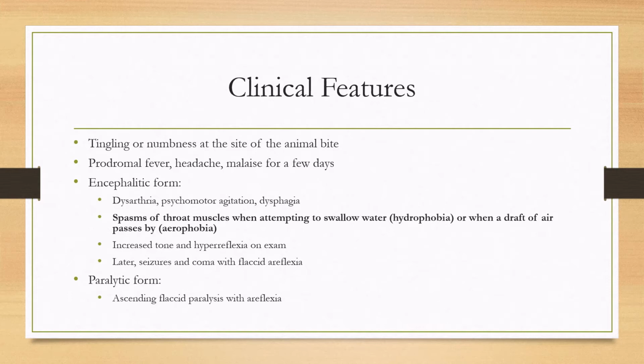For the other form, the paralytic form, it looks more like Guillain-Barré syndrome, where there can be an ascending flaccid paralysis with areflexia, and this will eventually lead to bulbar symptoms as well as respiratory insufficiency.